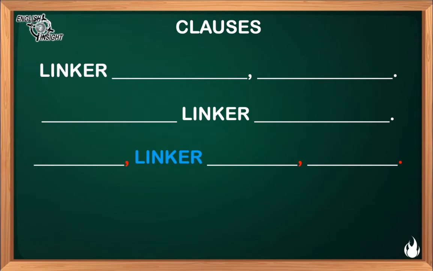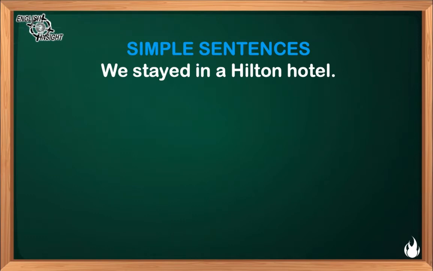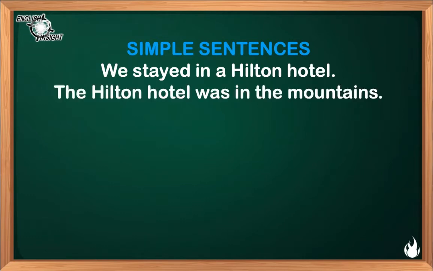Clauses are very important so as to understand complex sentences. Let's analyze the following cases. Simple sentences look like this. We stayed in a Hilton hotel. The Hilton Hotel was in the mountains. This is basically a collection of ideas.